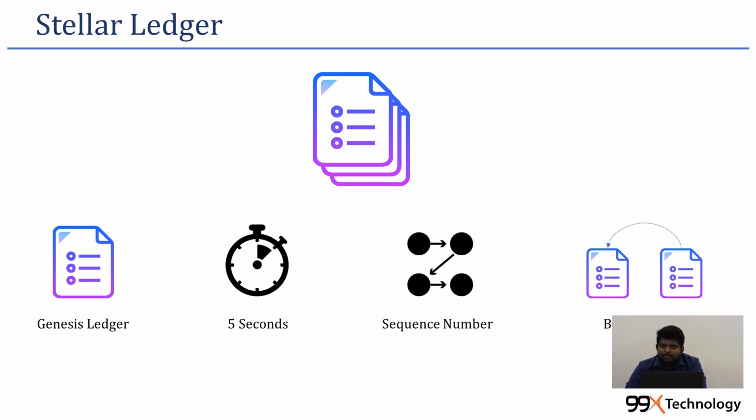And the next one is a backward link. It's the same as how a blockchain links blocks together, with a backward link remembering the previous block hash. In the same way, it remembers the previous ledger hash.